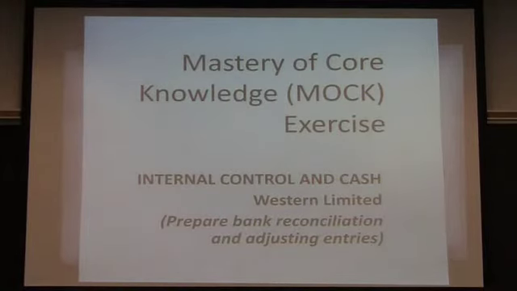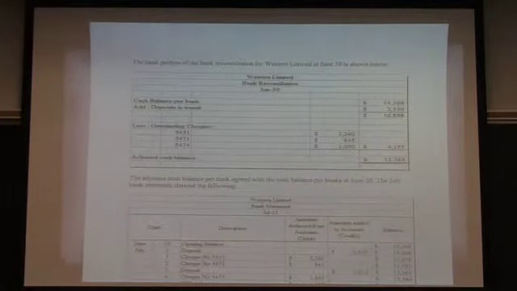I'm going to go through another exercise for the internal control and cash, and this time we're going to do a bank reconciliation for Western Limited and the related adjusting entries. So let's take a look at the question here. First of all, they have given you a bank reconciliation on June 30th on the top here.